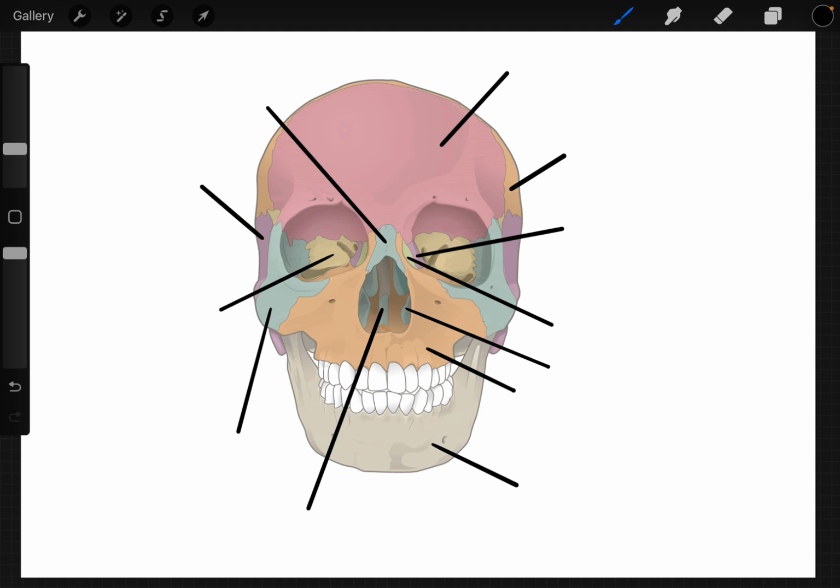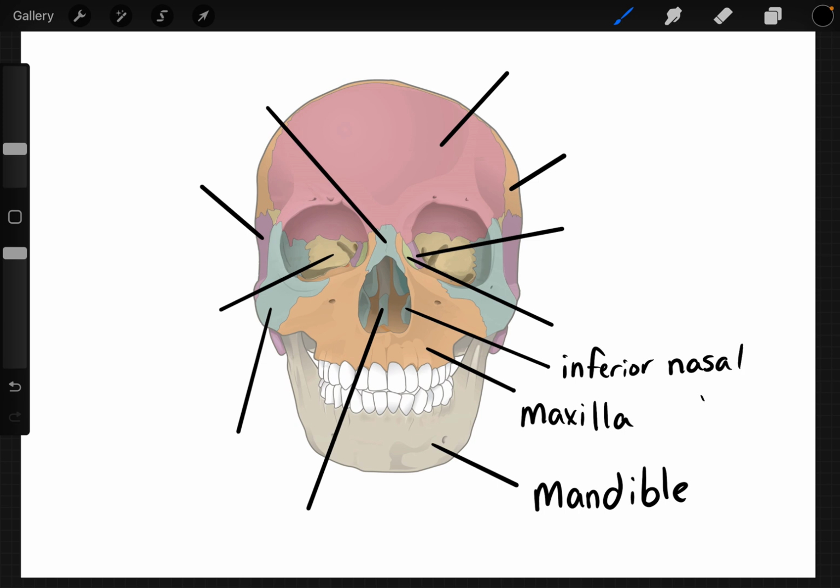The bottom right is going to be mandible. One above that, maxilla. Next one is going to be inferior nasal concha. Okay, the green one kind of in the middle behind the maxilla at the top is going to be the lacrimal.